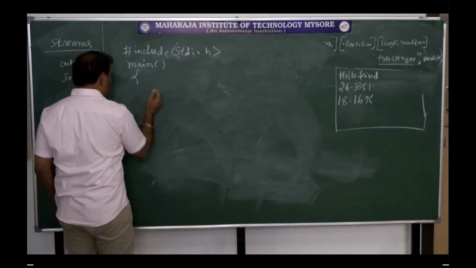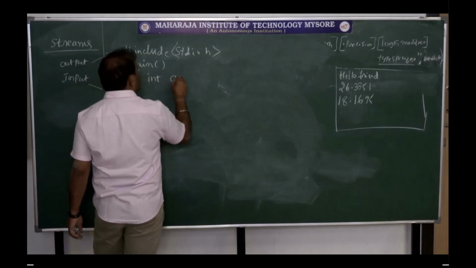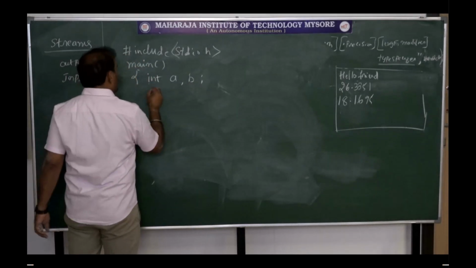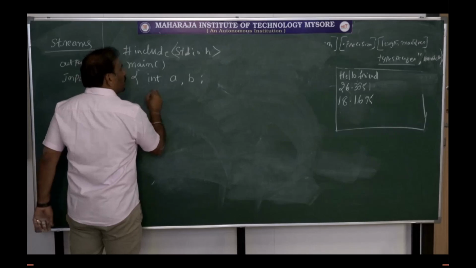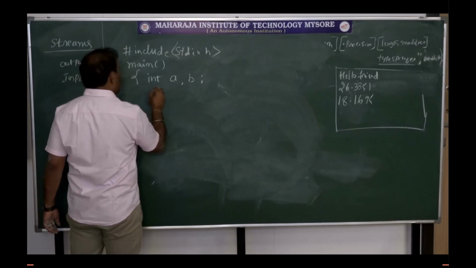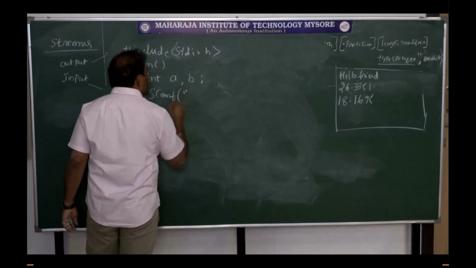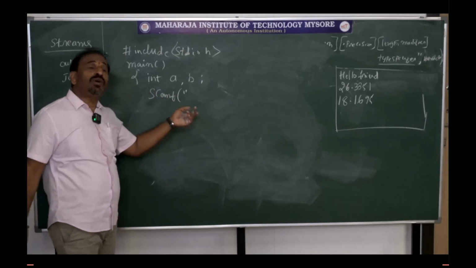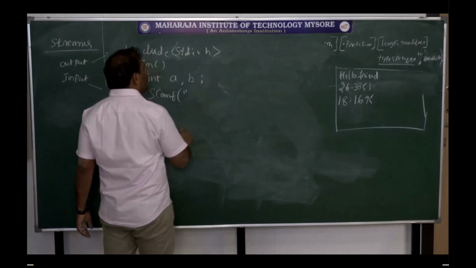So you declare some variables, integer a, comma b. Next, now I am using scanf. I am trying to read the value of a and b, right?